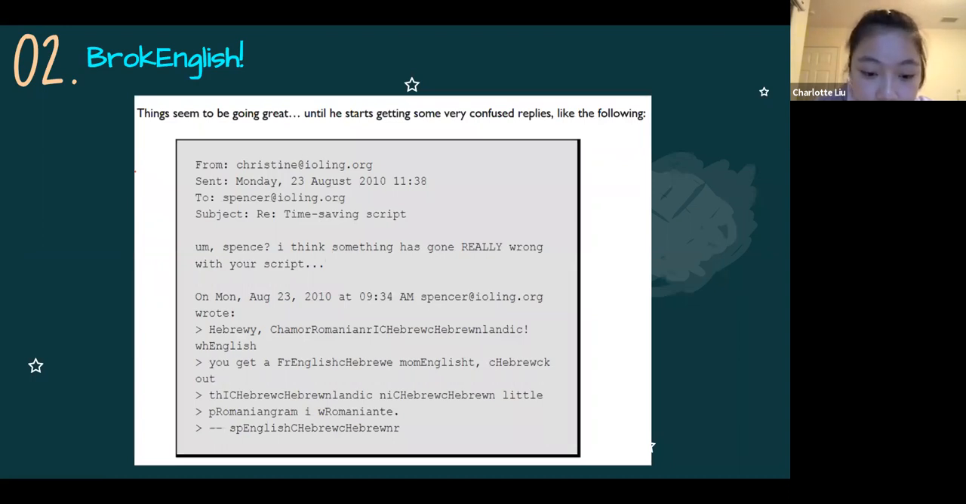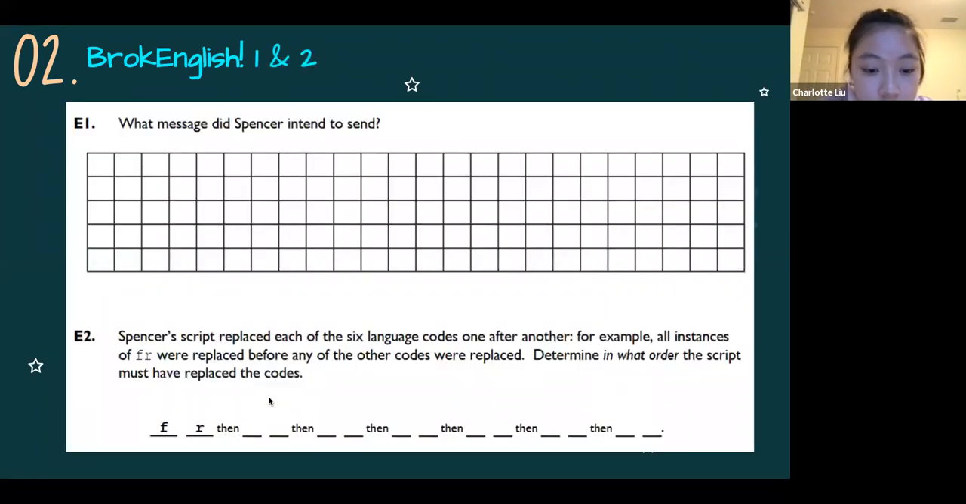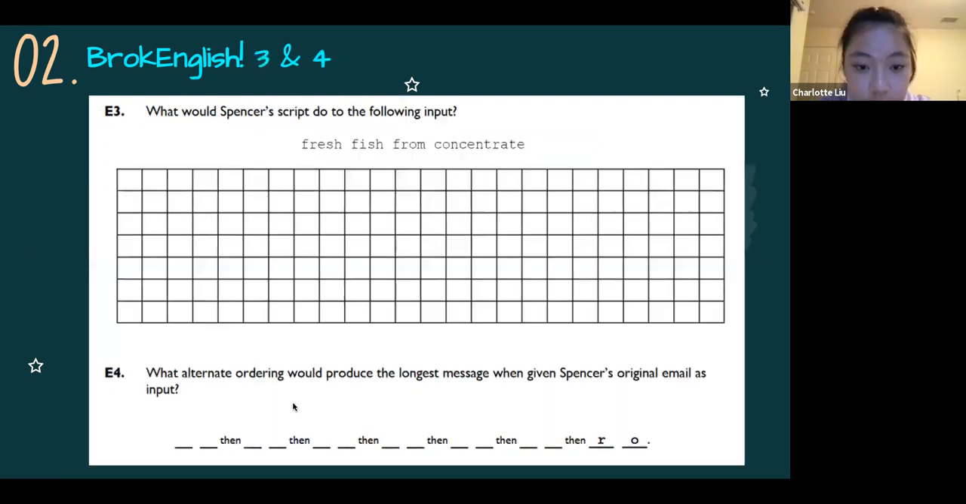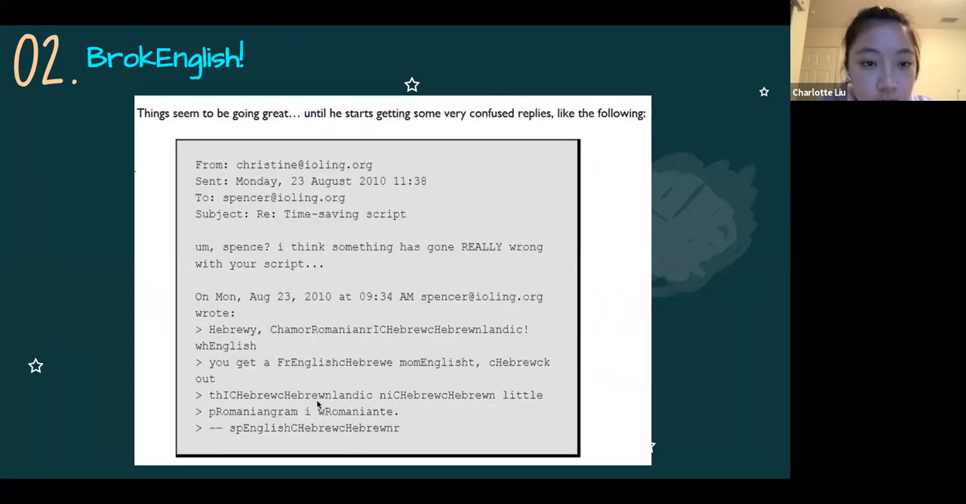So what you have to do is translate what this email says. And then the second part, you have to determine what order the script has to replace the codes. It will make more sense after you read the problem later. And then lastly, you have to write that sentence in the code, and find which ordering makes the longest message. So I'm gonna send the link.